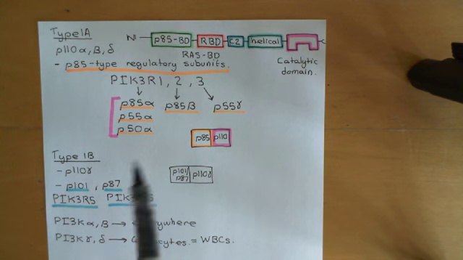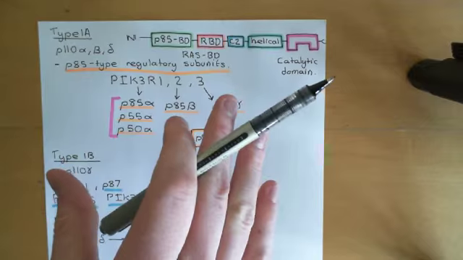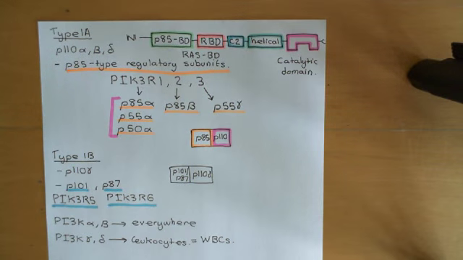Okay, now, obviously it would be folded up in reality, it wouldn't be linear like this. Okay, but that shows us some of the important domains that we're going to need to understand when we want to discuss the activation of these later on. Okay, right, so that's the domain structure of P110 alpha, P110 beta, and P110 delta.